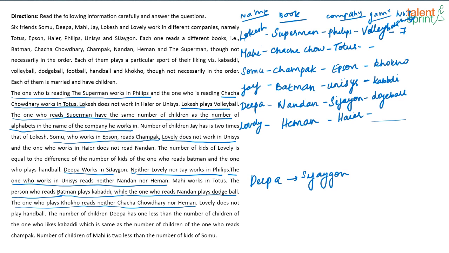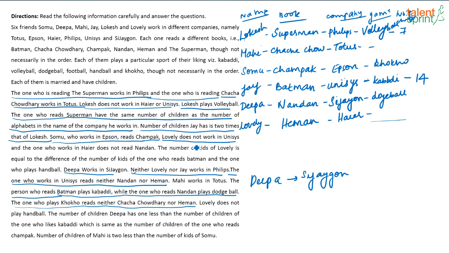Let us look at the pending sentences that we have not used. We have used this. Now Lokesh does not work in Hair or Unisys, already used. Lokesh is working in Philips. He plays volleyball and he has 7 children. The number of children Jay has is 2 times that of Lokesh. So how many children does Jay have? Jay has 14 children.